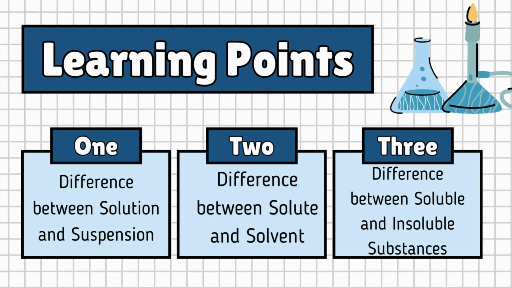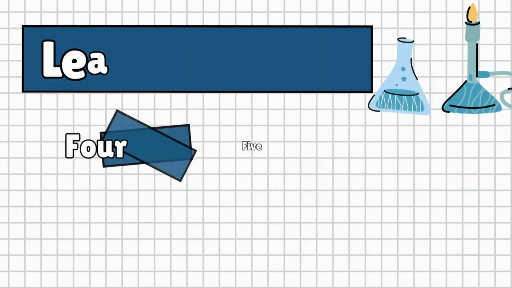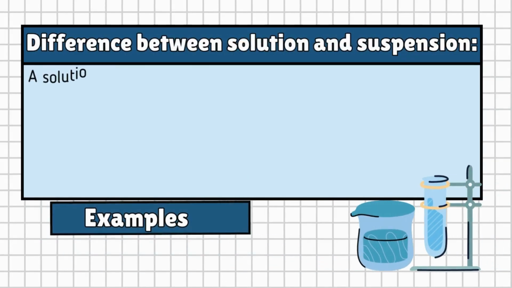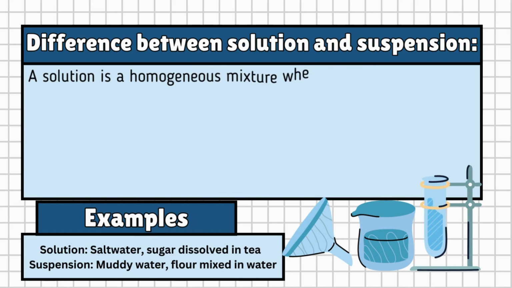Today we are going to discuss topics from Unit 7 that is about solutions and their types. We will study these topics and will understand the concepts one by one. Let's start it. First question is about difference between solution and suspension.